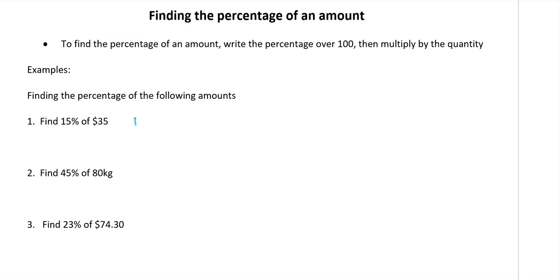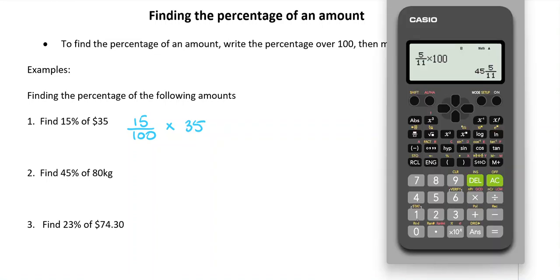So the 15%, I want you to make it a fraction and put it over 100. So 15 over 100. The word "of" means to multiply by 35. Okay, so that's going to be our working out. 15% is 15 over 100. Of means times 35. And then you type in the calculator: 15 over 100 times 35, press equals.